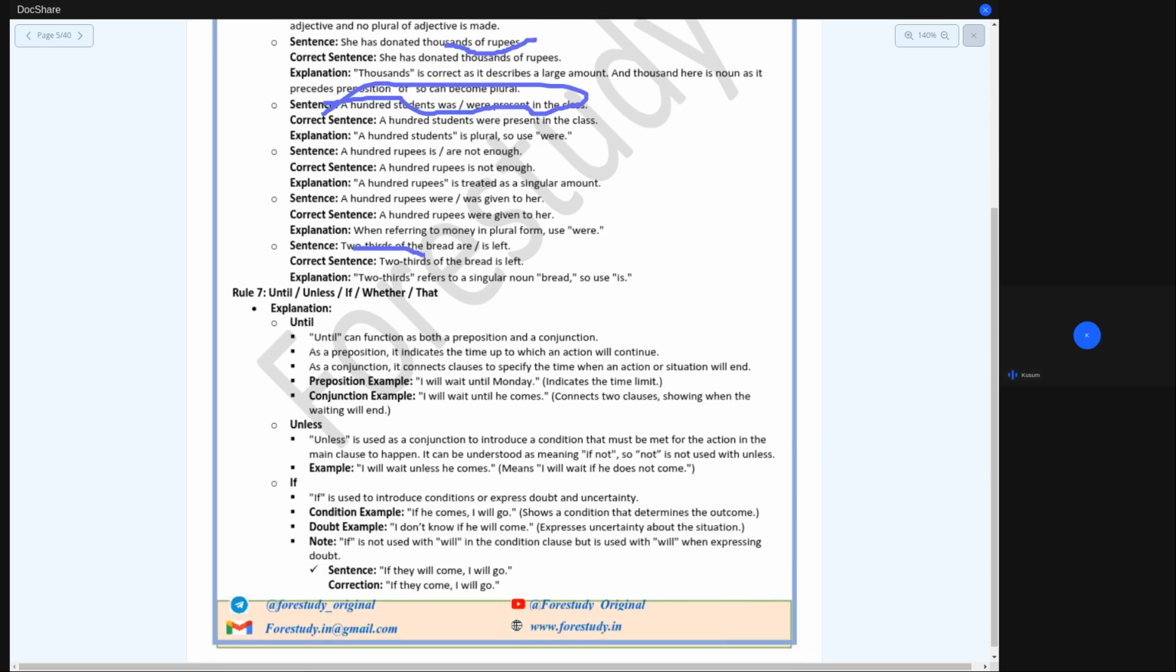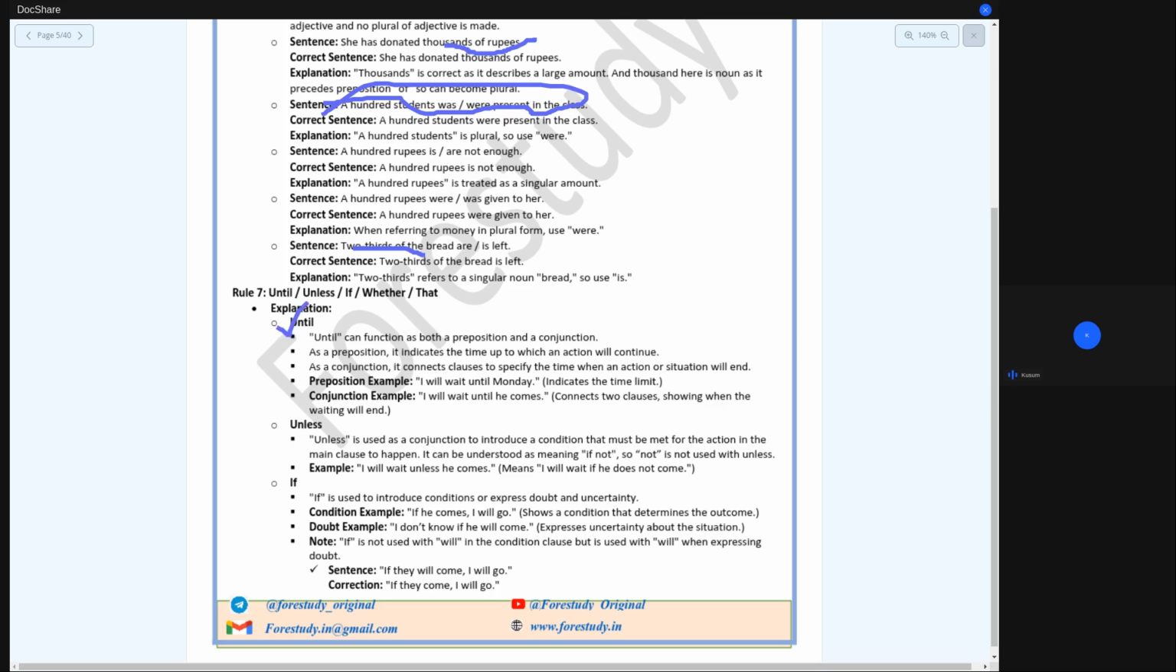Now, coming to the last rule of the day. Talking about rule number 7, it says until, unless, if, whether, that. This one covers several conjunctions and their specific uses. All right, so this is a meaty one, as it covers several important conjunctions and their nuances. We will need to break it down so that you understand this. So this is very important, so please understand this. We'll be working individually.